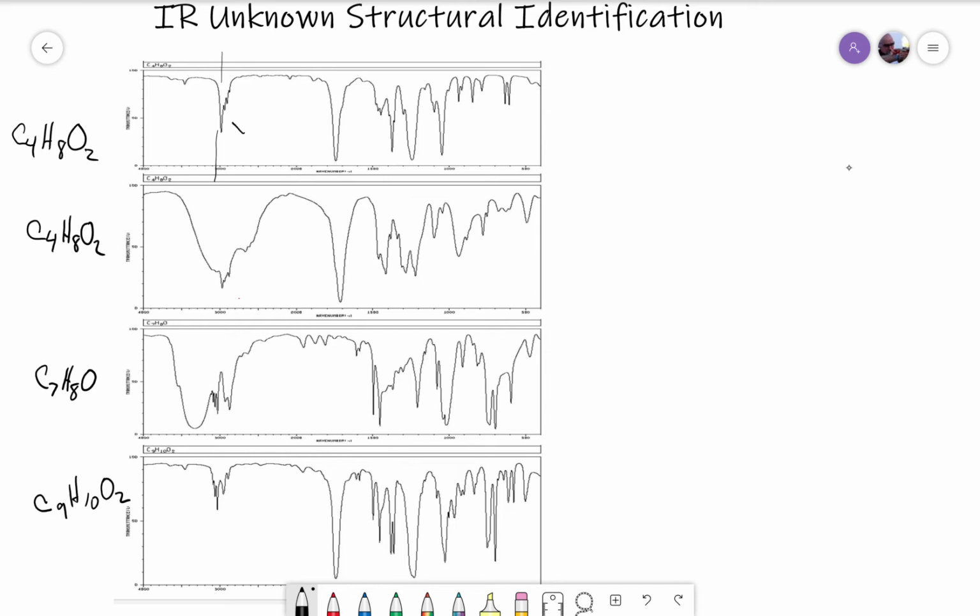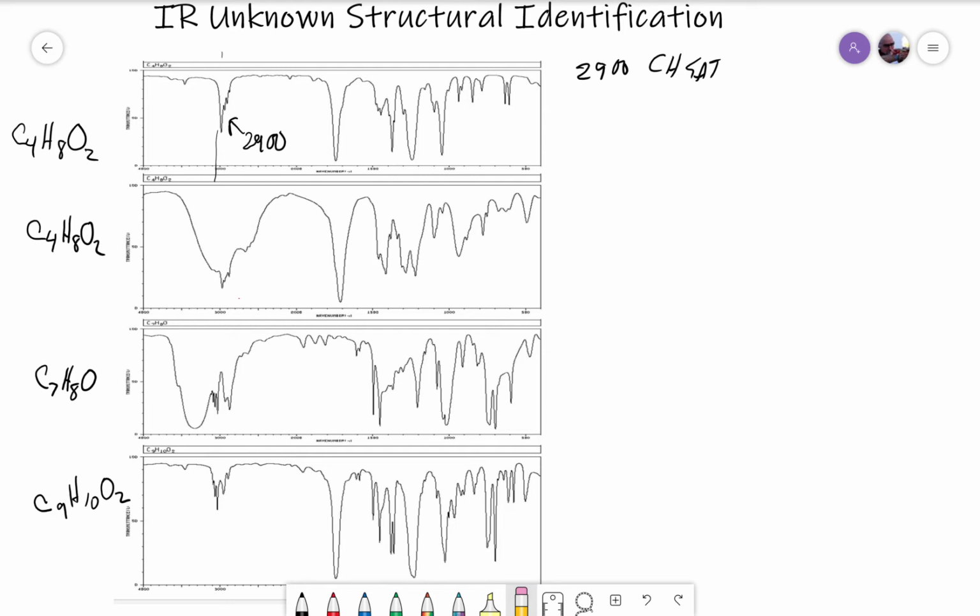If it's to the right, at 2900, that means that it is CH saturated, meaning single bonds. If there's a sharp peak to the left at 3100, then that indicates that we have unsaturation, a double bond or a triple bond.